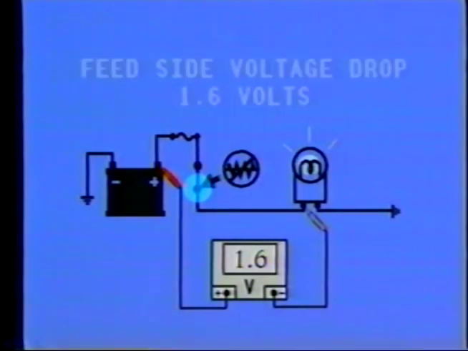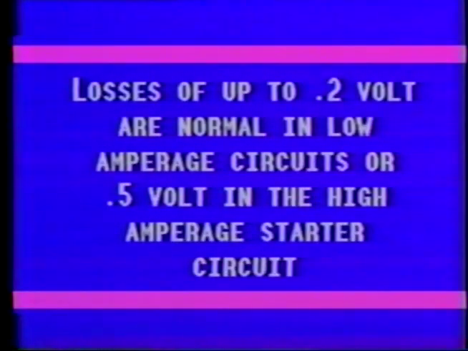Increase resistance in the feed side, and the load receives less current than needed, thus causing voltage to drop in the circuit. This is indicated by the voltmeter because now the battery is at a higher potential than the load device, and the difference in potential is indicated by the voltmeter. Losses of up to 0.2 of a volt are normal in low amperage circuits, such as the headlight circuit, or 0.5 of a volt in the case of the high amperage starter circuit.